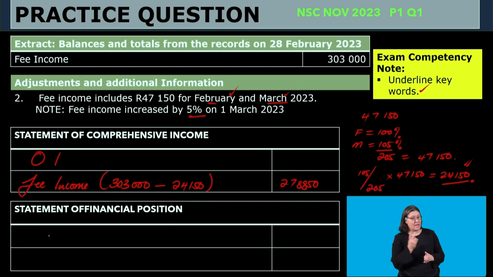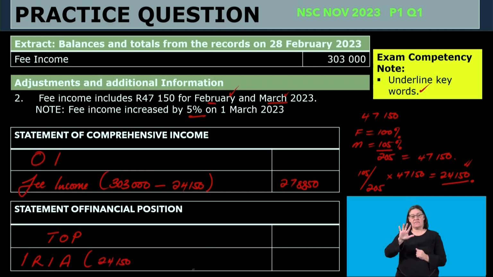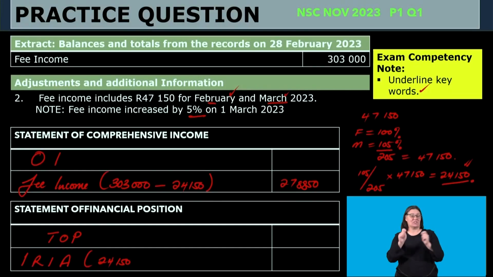And then, do I record in the statement of financial position? Yes. So I'll come here to my trade and other payables because I have income received in advance. Trade and other payables. Then I'll say income received in advance. How much was that? 24,150. That is what I would then do. Let's quickly go on to the next adjustment.